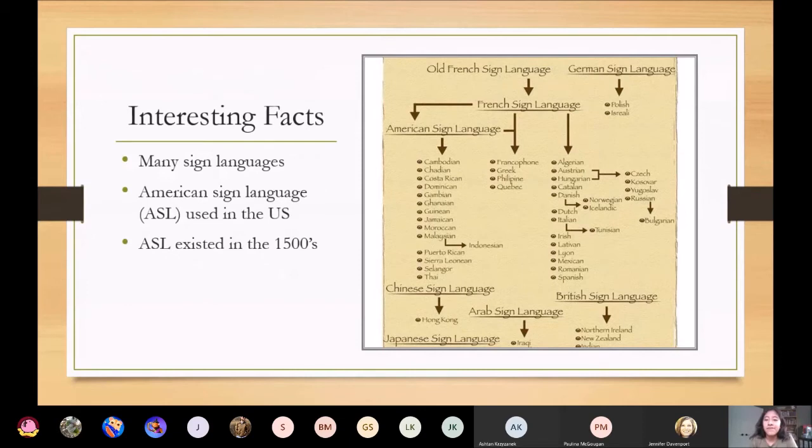Some interesting facts that I learned: just like spoken language, there are many sign languages in different areas. As you see in the picture, it started off as French Sign Language, and then this French guy came over to America and brought the French Sign Language with him, and then he converted it and changed it a little bit into American Sign Language. American Sign Language, ASL, is what we use in the U.S. and existed in the 1500s.